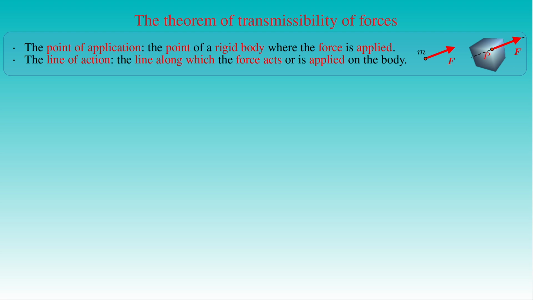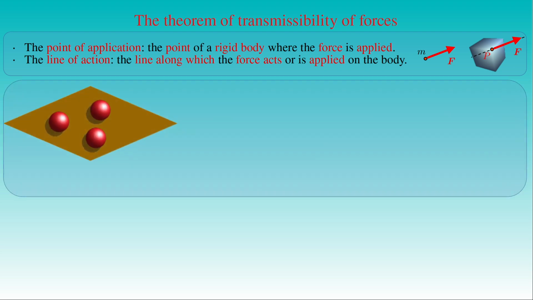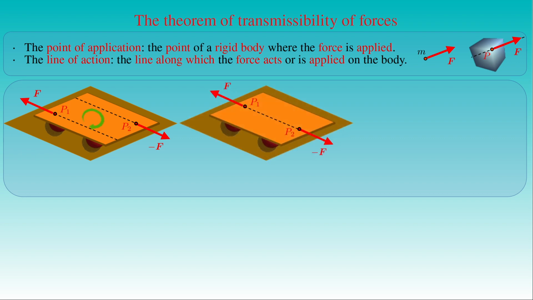For example, let us place a board on 3 balls of the same size such that the balls rolling on the floor allow the board to move horizontally. If a pair of forces F and minus F, that is 2 forces of the same magnitude but opposite in direction, are applied on the board at the points P1 and P2, then the board either rotates about some vertical axis even if the net force acting on it vanishes, or stays at rest. The result is due to the fact that the lines of action of the forces are different in the first case and are coincident in the second one.